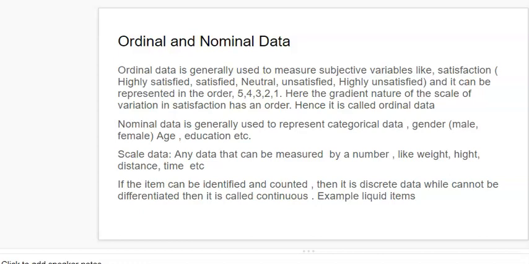Discrete data means any item that can be counted, identified by physical appearance. Then it is called discrete. We can identify and recognize it. Then it is discrete. Otherwise it is called continuous.